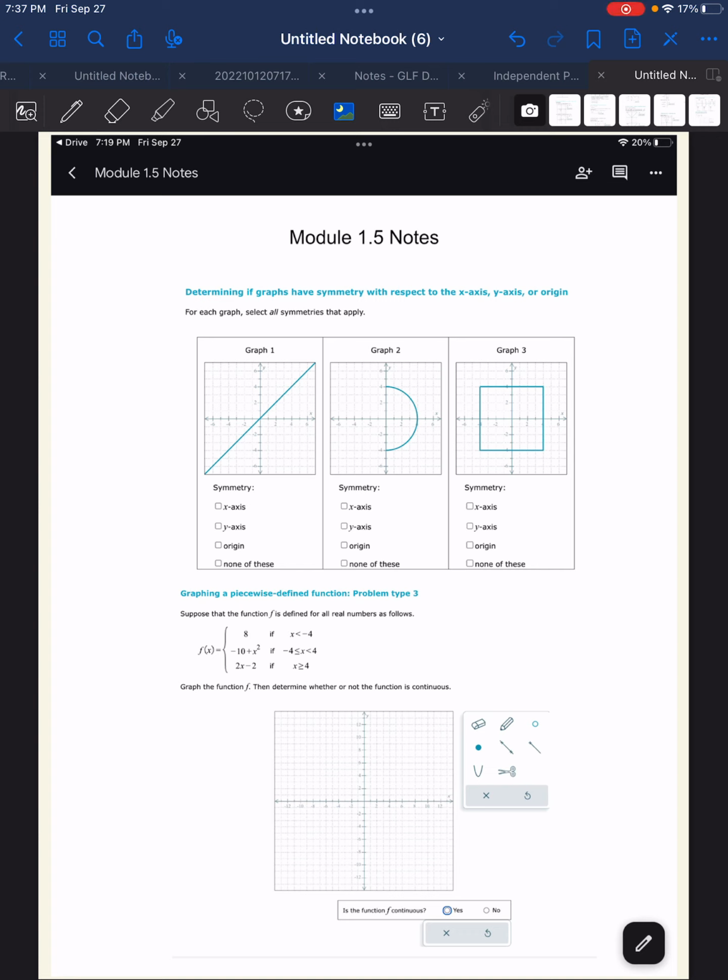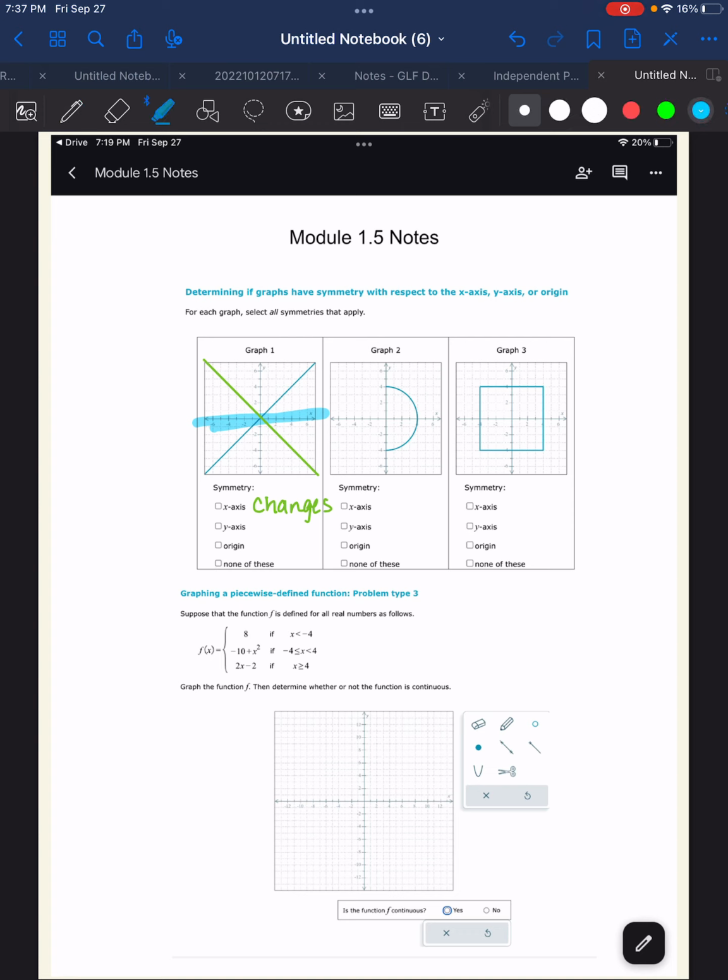Alright, so looking at 1.5 notes. It says for each graph, select all symmetries that apply. So it says reflect across the x-axis. When I reflect my line across the x-axis, that now changes to look like this. So this is not symmetry because it's not the same as it was before.